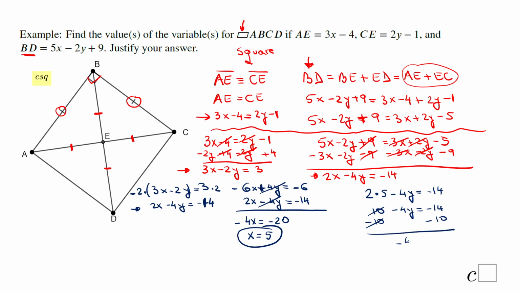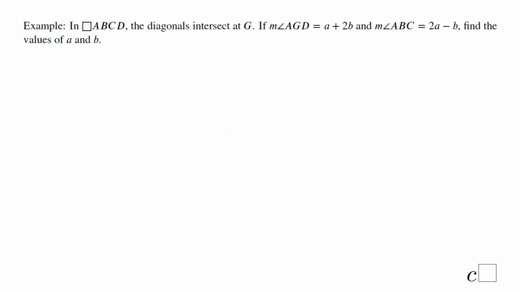And we have negative 4y equals negative 24. Divide by negative 4. So y will be 6. And that's it for this problem, where we use the property of a square. One more problem where we have a square.